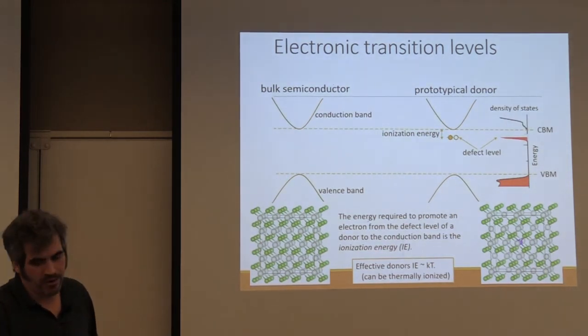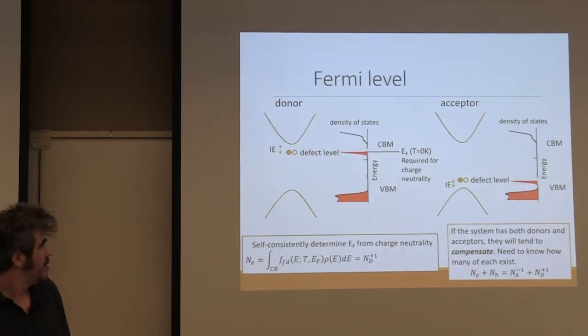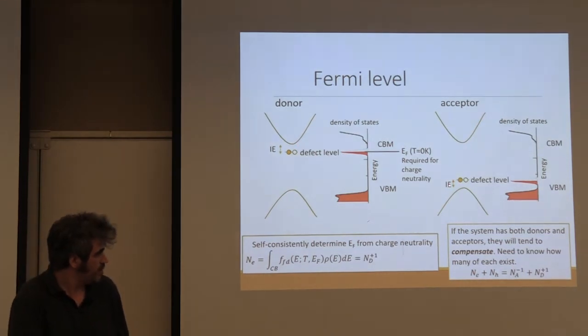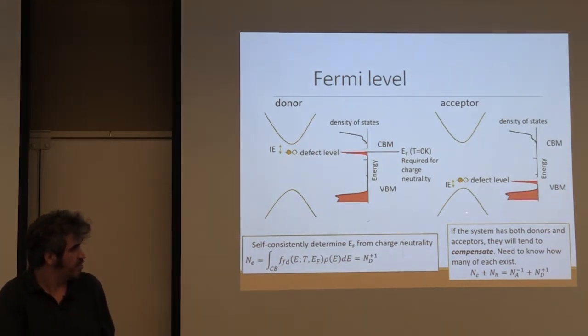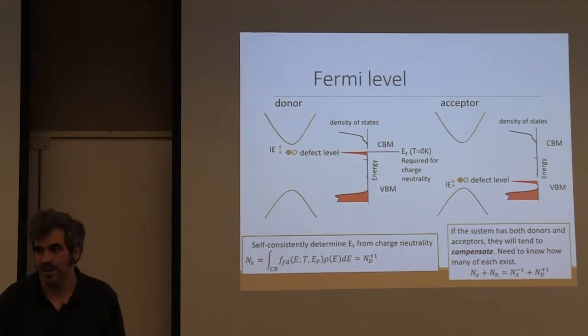Here I wrote it in terms of donor, but of course the same holds for an acceptor. So this is the donor on this side. If we had an acceptor, then we have a state close to the valence band, and you can view it as either an electron from the valence band thermally ionizing up to the defect level, or the hole going down to the valence band, either view.